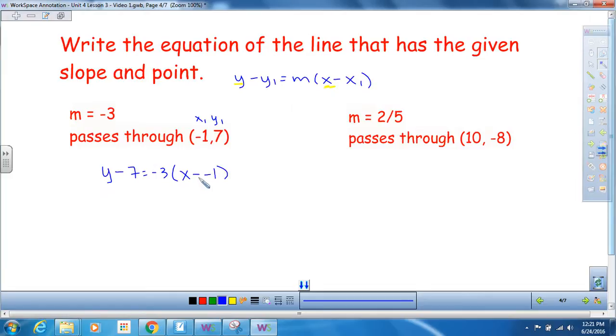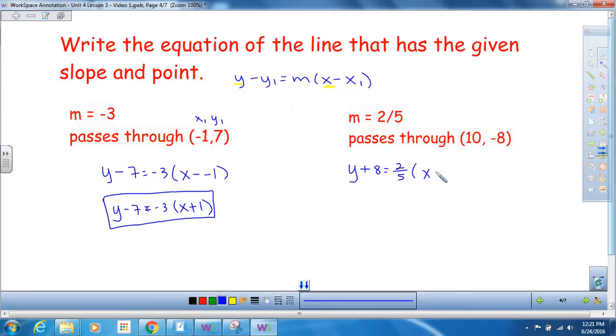So remember we talked about how it should be opposite. So let me rewrite that. We don't want to keep that minus and negative. Write that as x plus 1 because it was negative 1. Okay, here's the equation. All right, let's do this side. So y minus negative 8, so plus 8, equals m, so 2/5, parentheses, x minus 10. Okay. All right, now I think we can go back and graph.